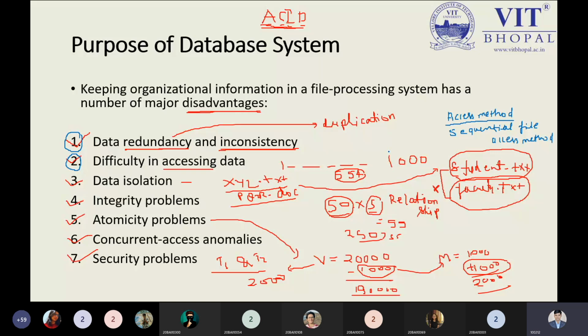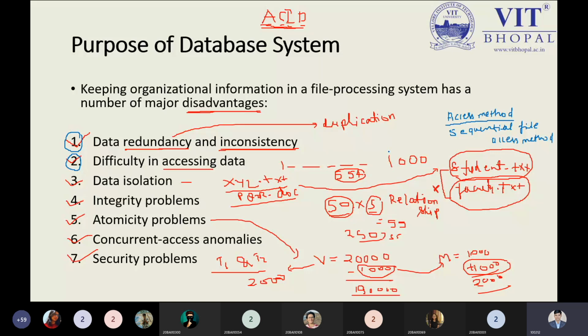So difficulty in accessing data comes from the sequential file system. Suppose I have created a file in MS Excel or Notepad. In MS Excel, we can create multiple entries, so duplicacy will be there. If I need to jump to the 999th record, it will take much time from 1 to 999. It is a time-consuming process that we can't follow.